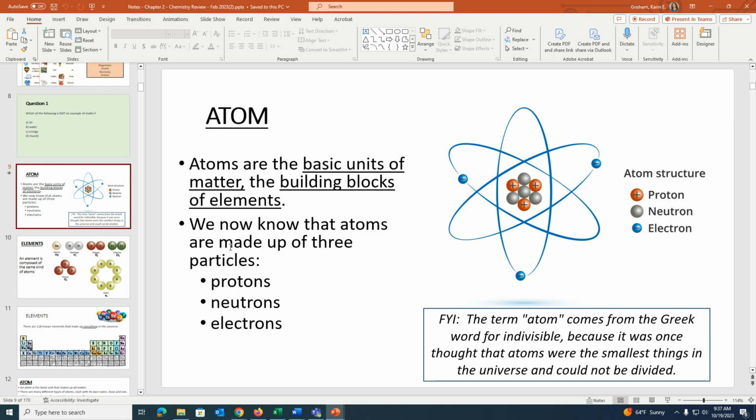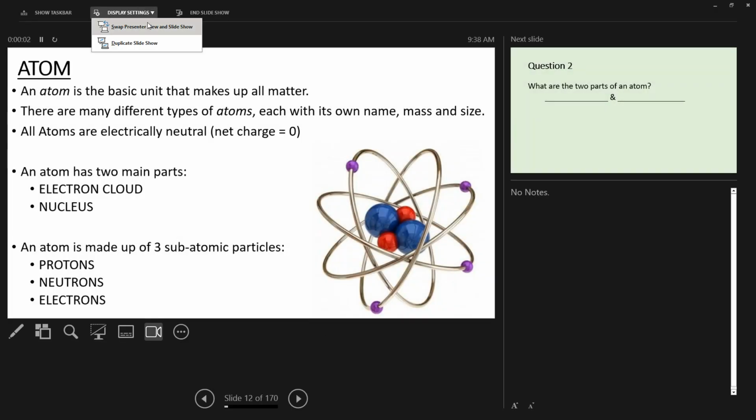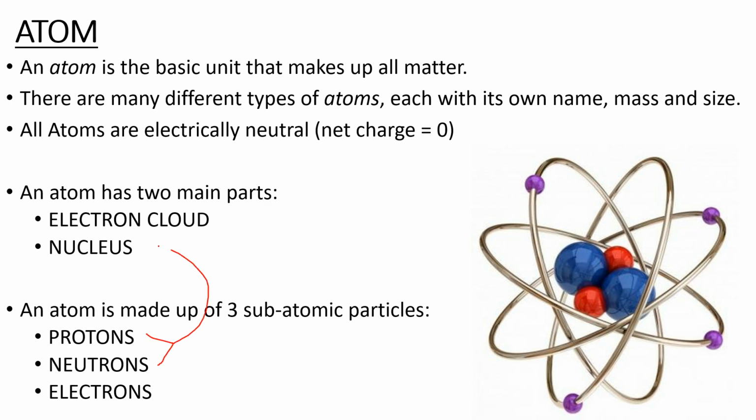So describe the structure of the atom. I'm going to go a little bit further down. Here we go. So I'm going to be on slide 12 in this particular set of notes. So describe the structure of the atom. The atom is made up of an electron cloud and a nucleus. The location of all subatomic particles: the protons and neutrons are located in the nucleus, and the electrons are located in the electron cloud.